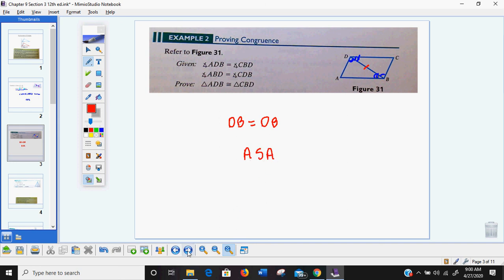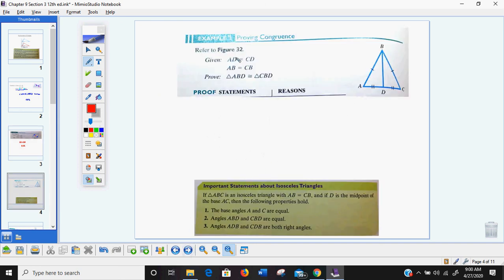Let's do another one. This one, it says AD and CD, that's these two, are congruent. And it's given that AB and CB are congruent. So I've got two sides. I either need the angle in between or the other side. Now, it's kind of hard to get the angle in between because we haven't proven they're congruent yet, but it's really easy to get that third side because they share it.